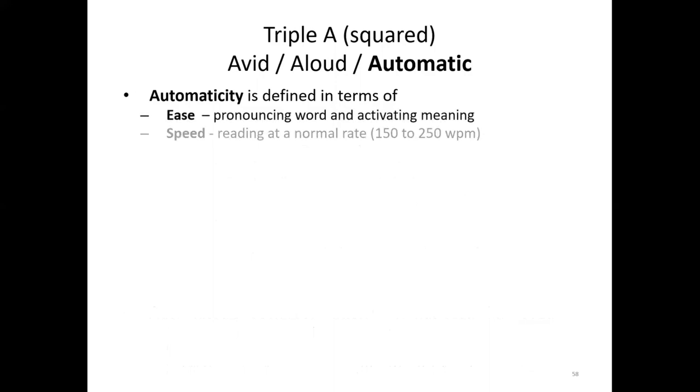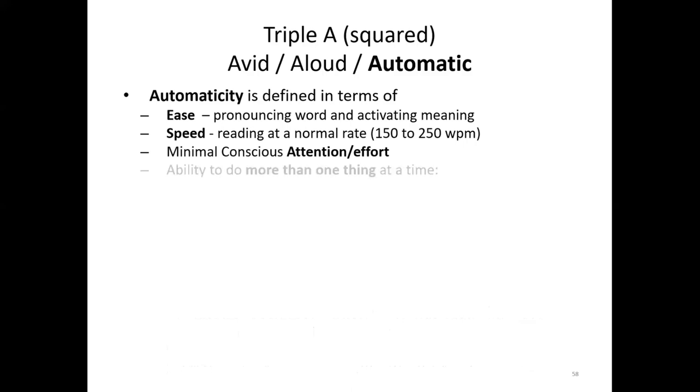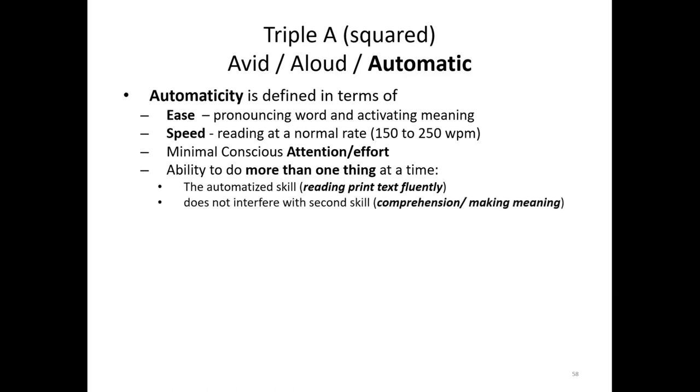So last, automaticity. That's the goal of all of this work. If it's easier to pronounce words, you can activate the meanings, and the speed is the speed that you want to be able to process at. If you can do these things, you have to give less attention to the words on the page. The definition of automaticity means you can do more than one thing at a time, which means you read the print without thinking about the print.